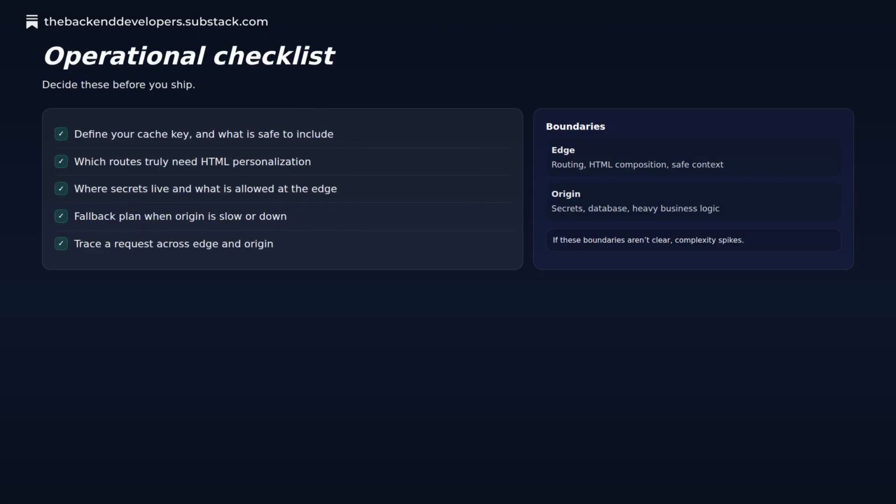Operational checklist. Decide before shipping. Make these choices explicit: your cache key and what's safe to include, which routes truly need HTML personalization, where secrets live, what the fallback is when origin is slow, and how you trace a request across edge and origin. If you can't answer these, you'll still ship, just with confusion.